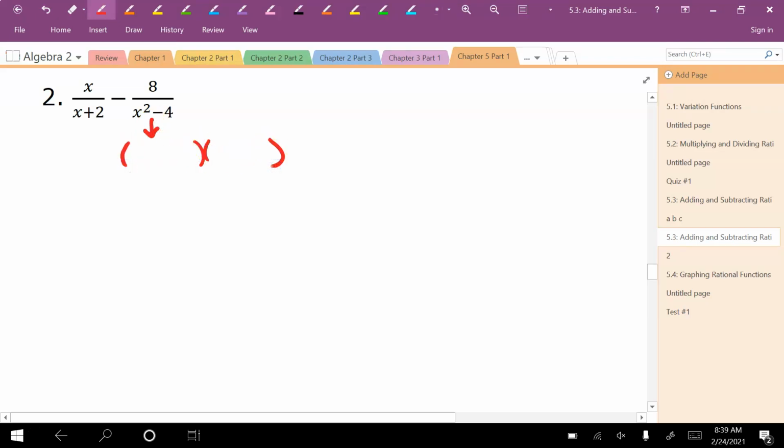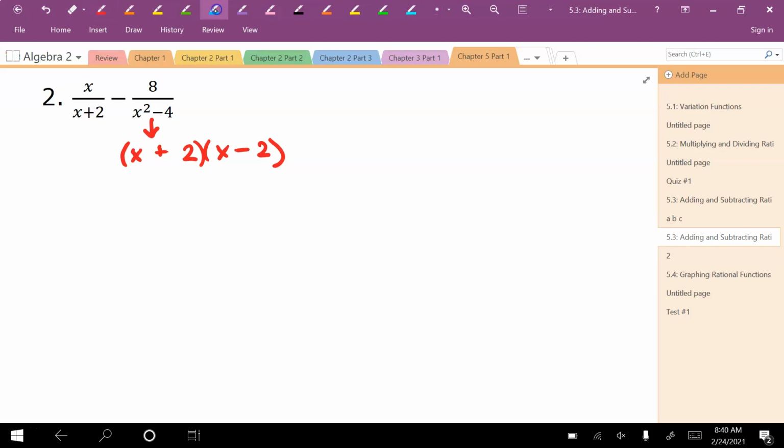This is a difference of two squares. We saw this yesterday and we saw this the day before. What's the square root of 4? 2. Do you remember what your signs have to be? Good. One has to be plus, one has to be minus. So from the first fraction, what do we need to add to it? Yeah, the x minus 2.